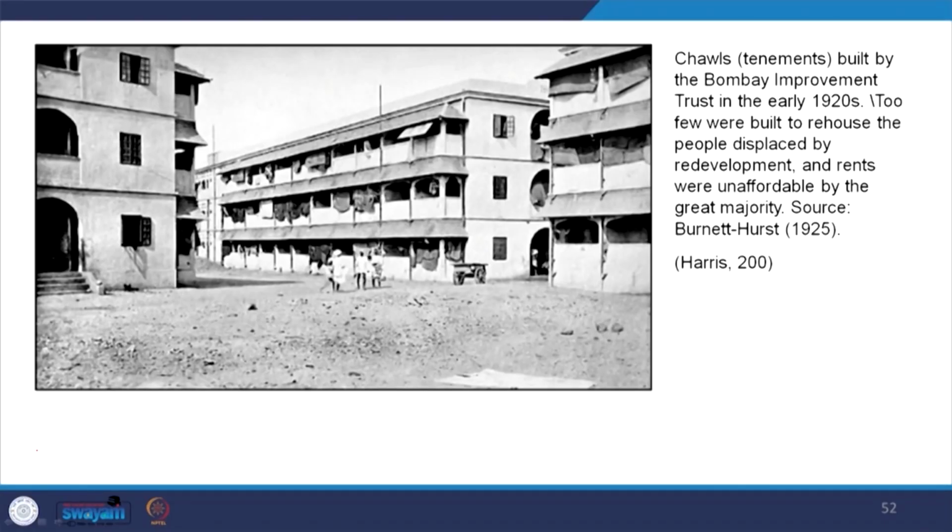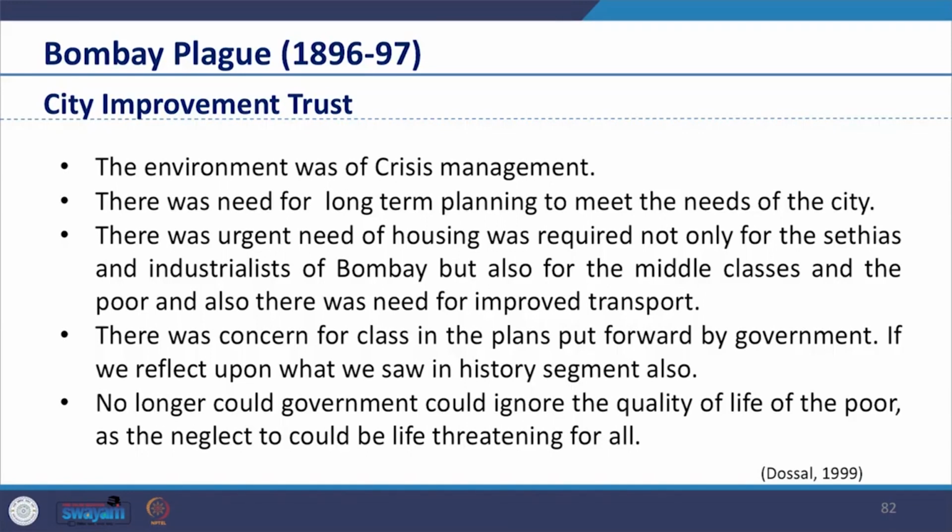In this image, you can see the chawls built by Bombay Improvement Trust in early 1920. Very few were built to rehouse the people displaced by redevelopment, and rents were unaffordable by the great majority. The environment was of crisis management. There was need for long-term planning to meet the need of the city.